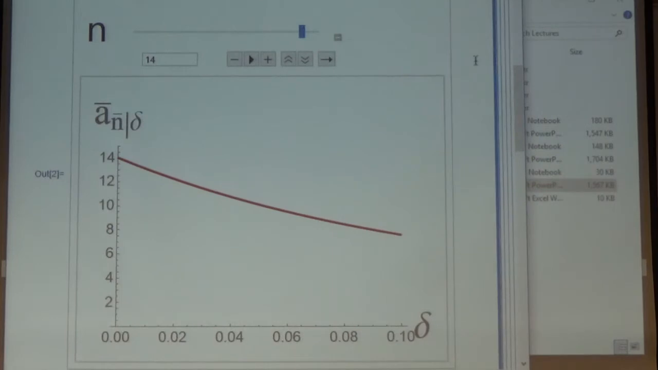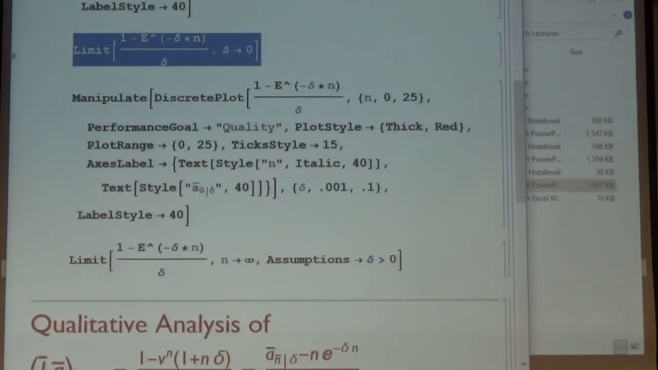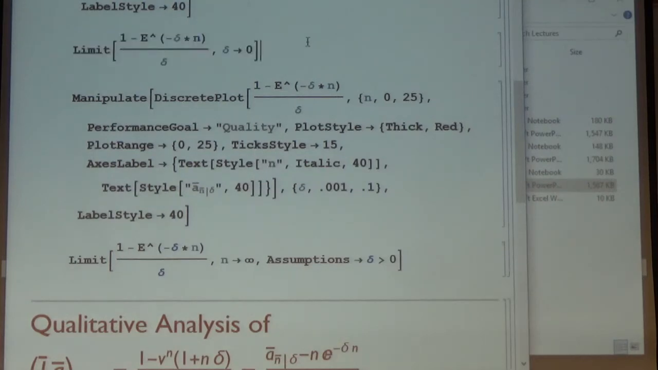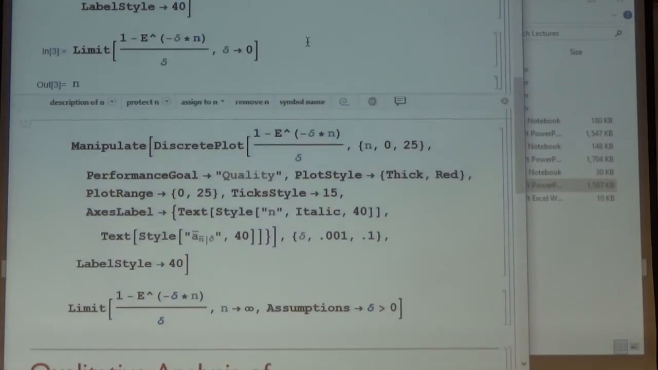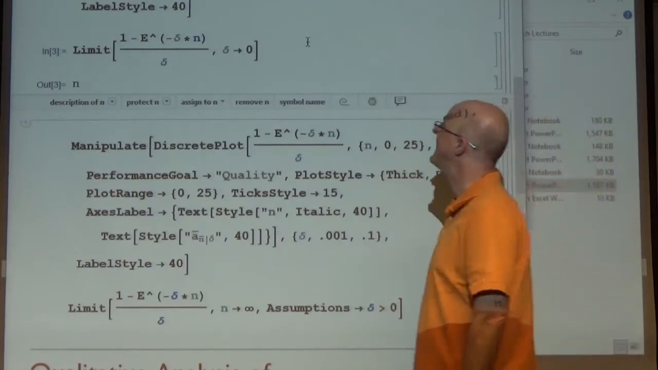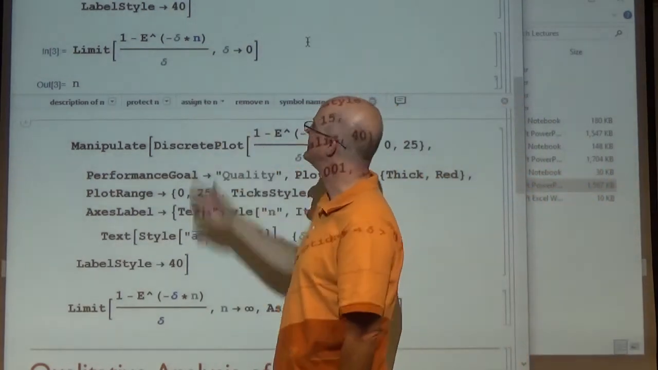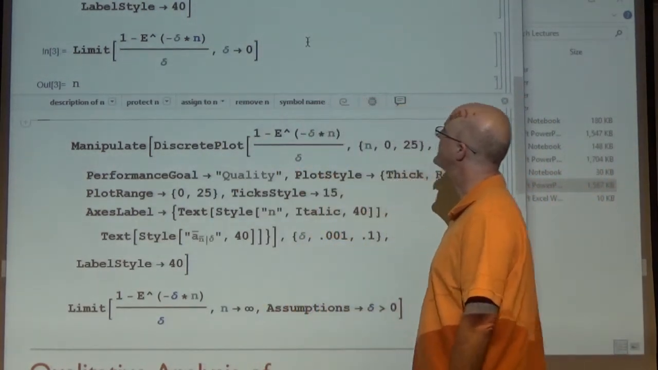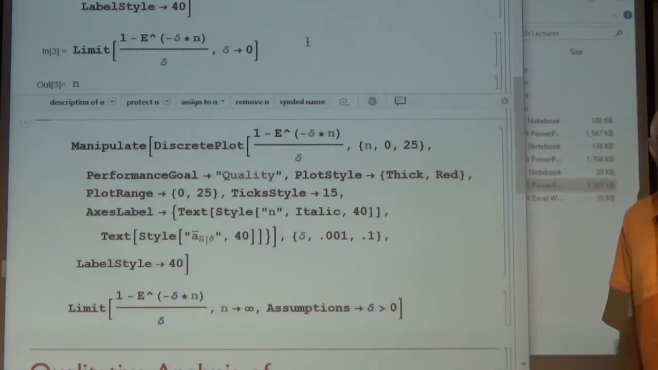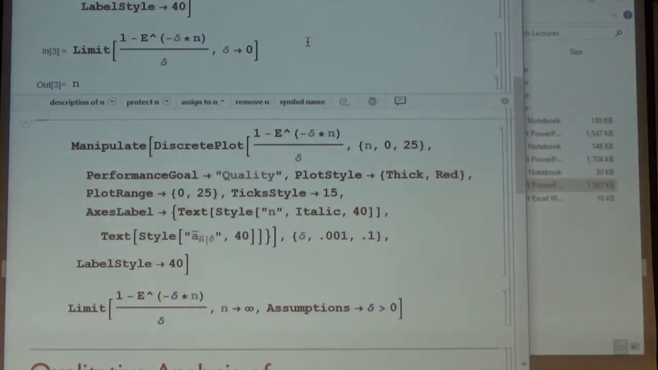You can use Mathematica to confirm the limit of this function as delta goes to 0 equals n. 14 was the case that we looked at. You can also verify this limit with L'Hopital's rule, thinking of it as a function of delta, differentiate the top and the bottom as functions of delta and take the limit of the resulting thing.